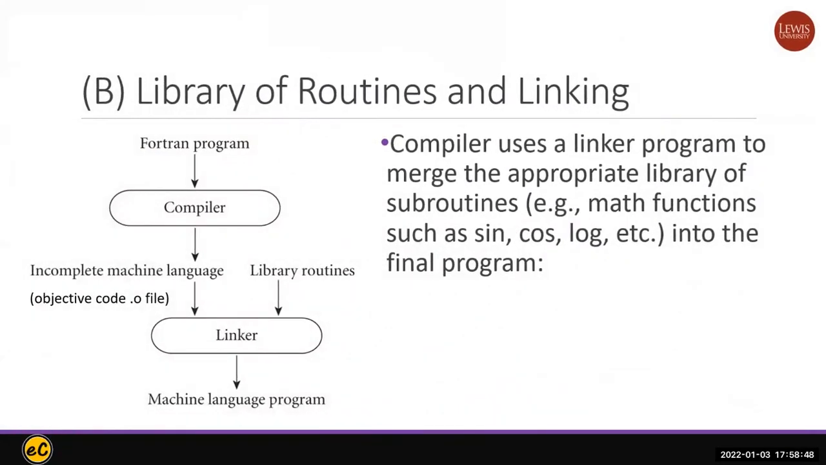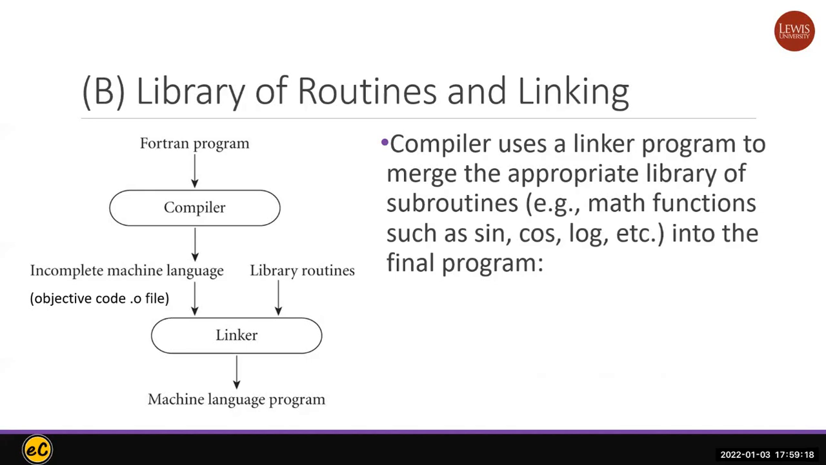And strategy B is the library of routines and linking. Okay, because a lot of programs may be pre-programmed by other people, they may be put into the library. And usually in the old days, these libraries are .o codes, the object codes, and your source code is compiled to another object code called .o, and these different .o modules are linked together by the linker.